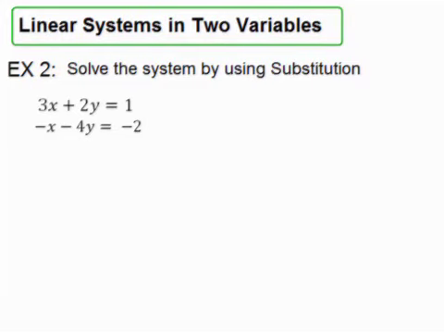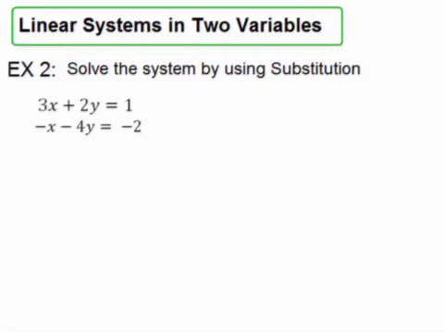Example 2. Solve the system by using substitution. The substitution method has a different approach. One of the equations must be solved for one variable, and then that new expression will be substituted into the other equation in place of the variable that the first equation was solved for. The goal is the same as elimination, though, to end up with only one equation that has only one variable so that we can finish solving.